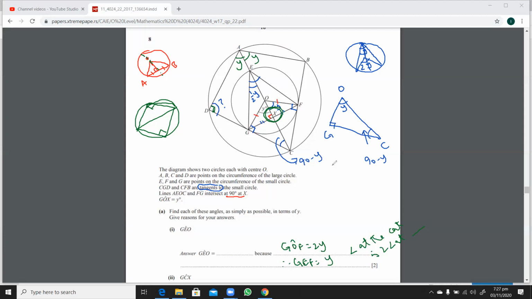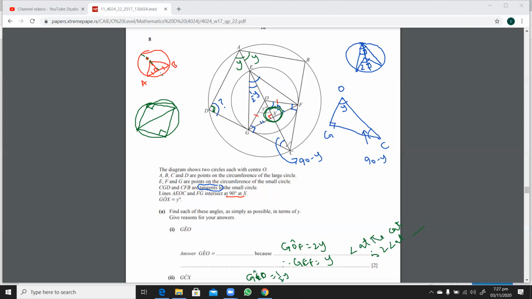Once you have shown that the angle GEF is y, therefore the angle GEO will just be half y. That is half of that. Got it? And for the next one, which angle we found, yeah, this one.